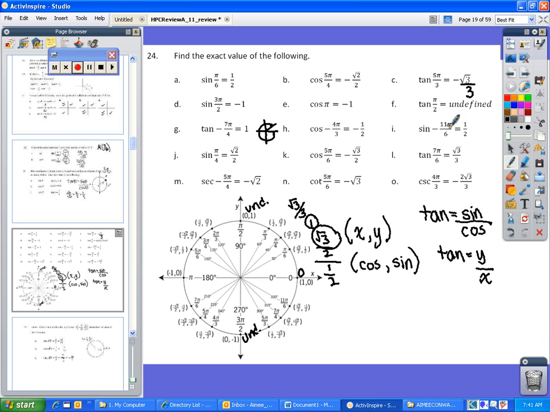For sine of negative 11 pi over 6, you're going to start and go negative 11 pi over 6, which will put you all the way around to the first quadrant, where sine is 1/2. Pi over 4, that's in the first quadrant, that's just root 2 over 2. 5 pi over 6 is in the second quadrant, so you're going to start here and go to the second quadrant. Cosine is negative in that quadrant, which is negative root 3 over 2. Tangent of 7 pi over 6 is root 3 over 3.